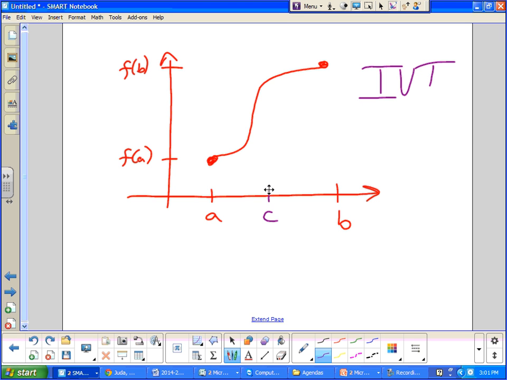Everybody, you guys agree if there's some C value in between A and B, that there is some N value, and if the function is continuous.